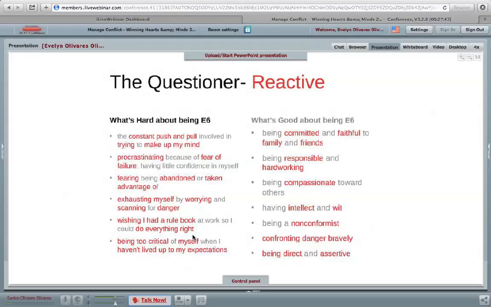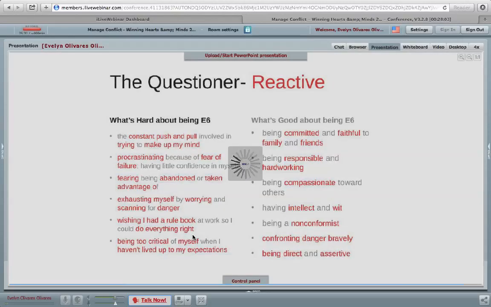So what's good about being the questioner? Being committed and faithful to family and friends, being responsible and hardworking, compassionate toward others, having a true intellect and wit. I'm a nonconformist. I confront danger bravely, and I like being direct and assertive.